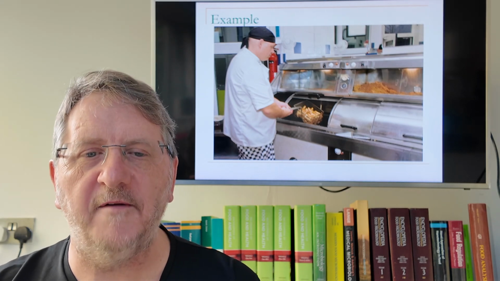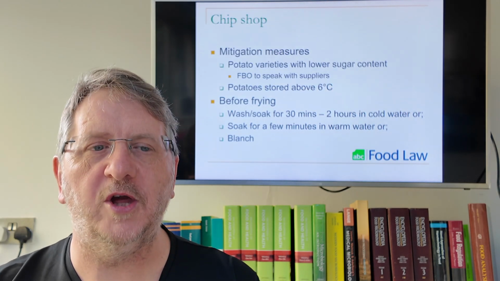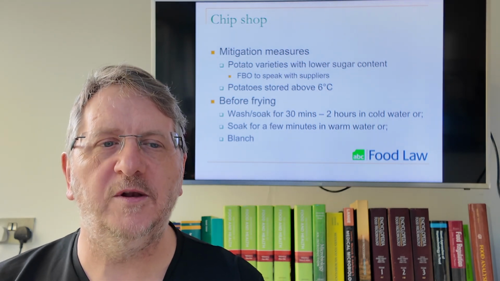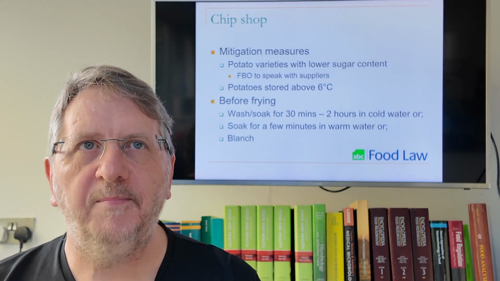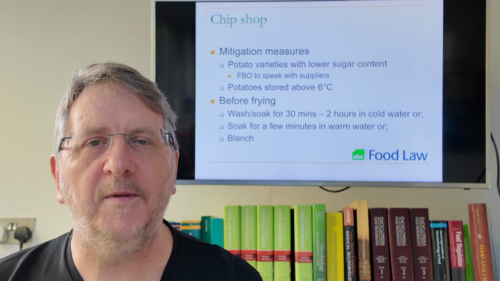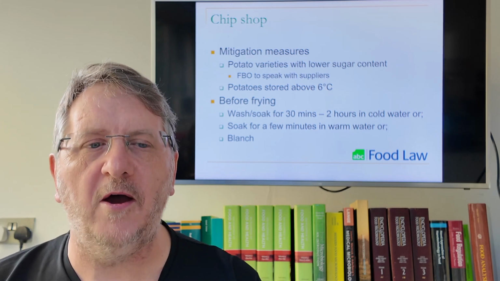So let's give an example. I mentioned a chip shop. So let's just have a high street chip shop cooking chips. What can a chip shop do in terms of mitigation measures? Well, I said that the acrylamide is going to be formed in high starch foods when they're cooked at high temperatures for a long time.